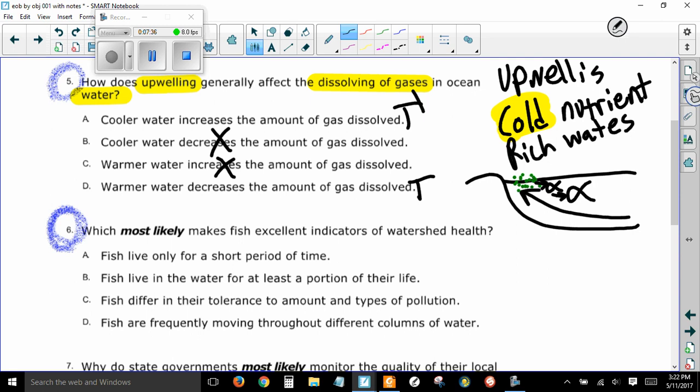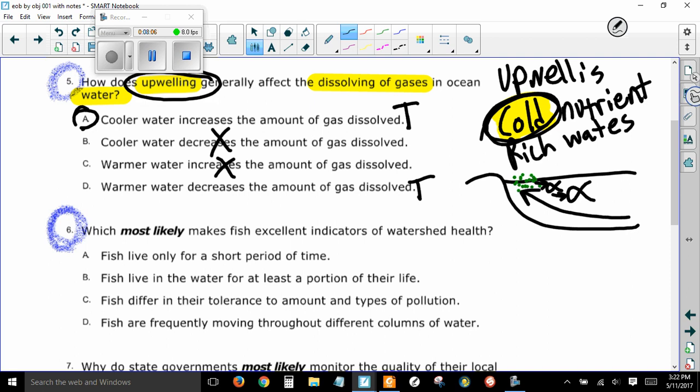This is where they get you. We're talking about upwelling. The noun of the question is upwelling, and upwelling is cold water, so the answer has to be A. Okay? So don't let them trick you. They'll put true statements in there, but you've got to find the one that fits the question. Okay? So make sure you know what upwelling is. Make sure you know about dissolved gases.